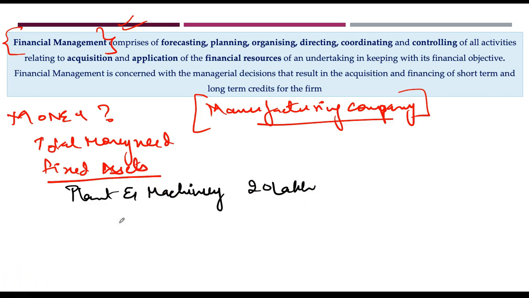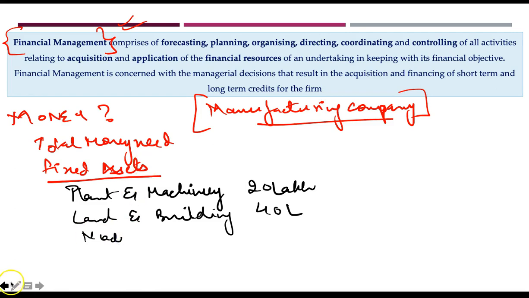Next, you would need a place. So what you need is land and building to set up your plant. This might take around 40 lakh rupees. Another thing that you will need is furniture and fittings, let's say another 10 lakh rupees.